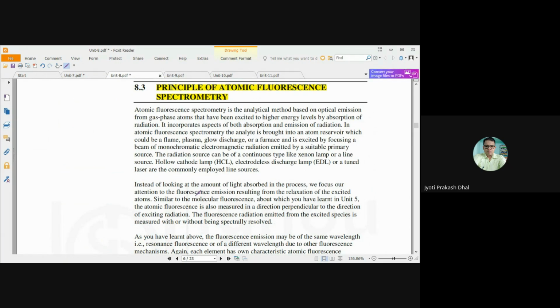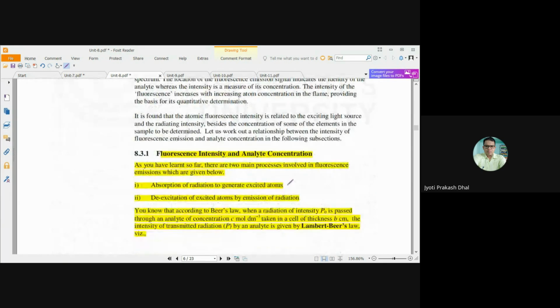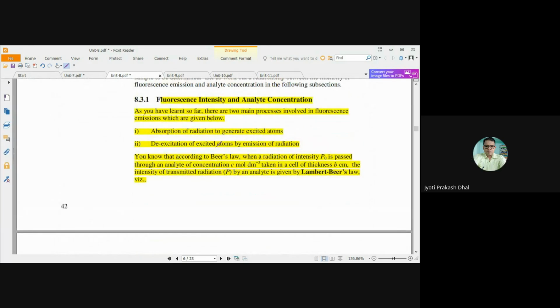Now coming to the principle of atomic fluorescence spectrometry. First one is fluorescence intensity and analyte concentration. There are two main purposes involving the fluorescence emissions which are given below. First one is absorption of radiation to generate excited atoms, and the second one is de-excitation of the excited atoms by emitted radiations.